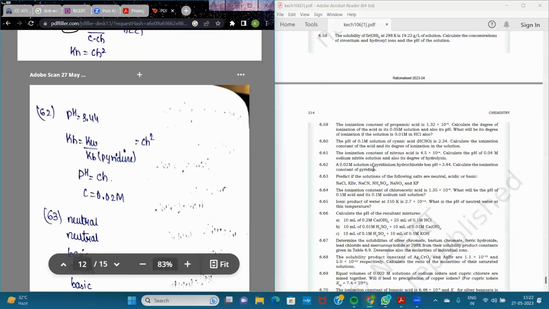For finding the ionization constant of pyridine, we can directly write it as Kw by Kb.